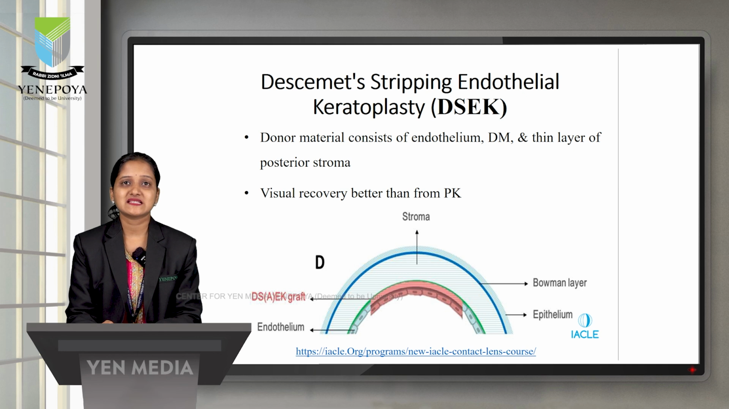The next procedure is Descemet's stripping endothelial keratoplasty, where donor material consists of endothelium, Descemet membrane and a thin layer of posterior stroma, compared to the previous procedure where we do not involve the posterior stroma. The visual recovery is better than the PK.